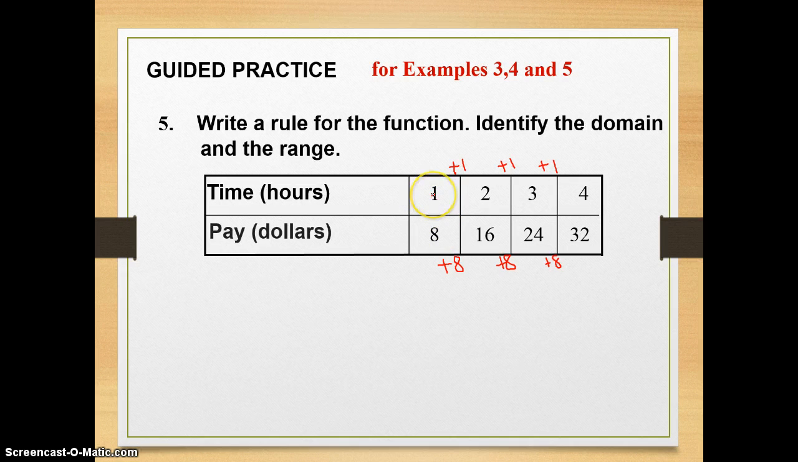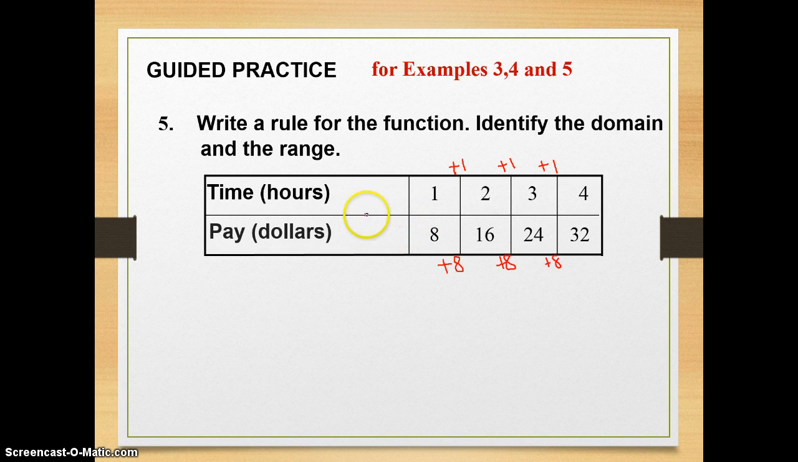Notice that in 1 hour, you get paid $8. When you work 2 hours, you get paid $16. When you work 3 hours, you get paid $24. When you work 4 hours, you get $32. So what that means is your time in hours is being multiplied by 8 to get your output. So your function is going to say y equals 8x, 8 times x, because your output is 8 times your input.